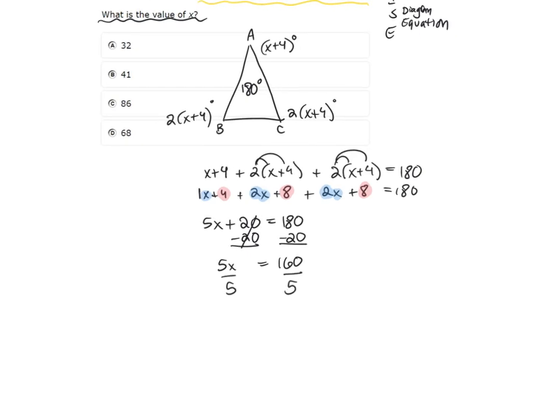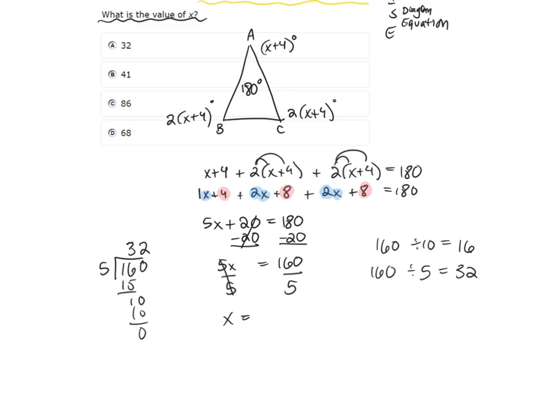5 divided by 5 is 1, so I have 1x. And then 160 divided by 5, well, I know 160 divided by 10 is 16. So then 160 divided by 5 would be twice as much. 16 times 2 is 32. But let's work it out the long way as well, just to be sure. 160 divided by 5. 5 times 3 is 15. And 5 times 2 is 10. So yes, it is 32. All right, so x is equal to 32 degrees.